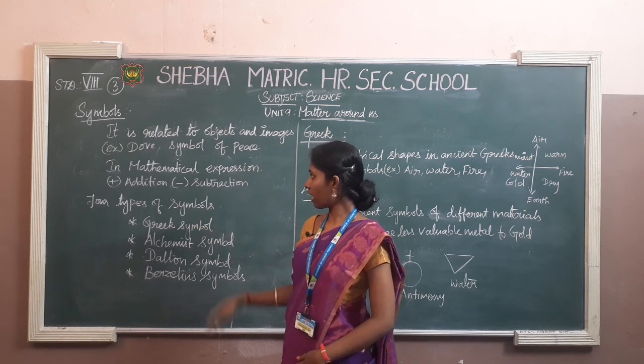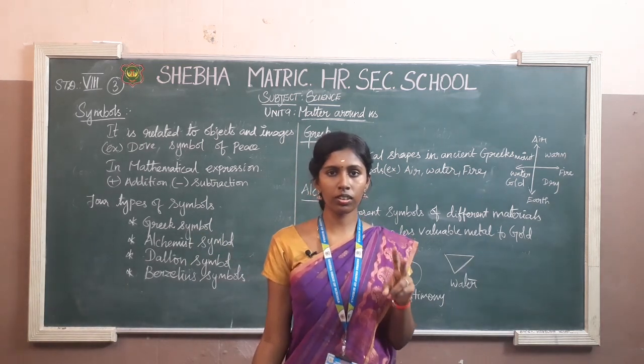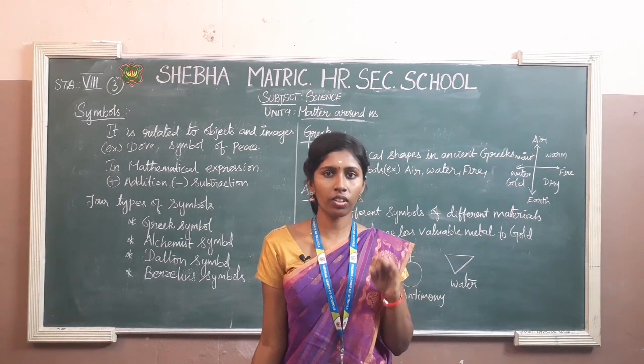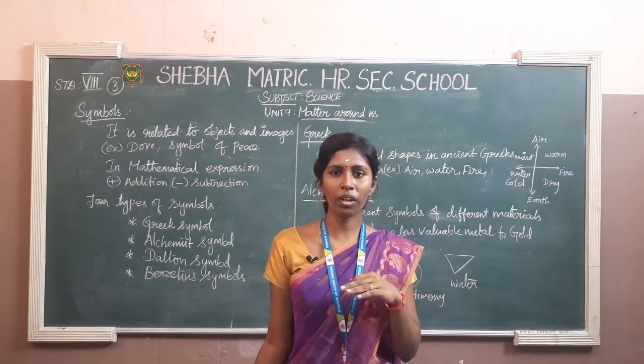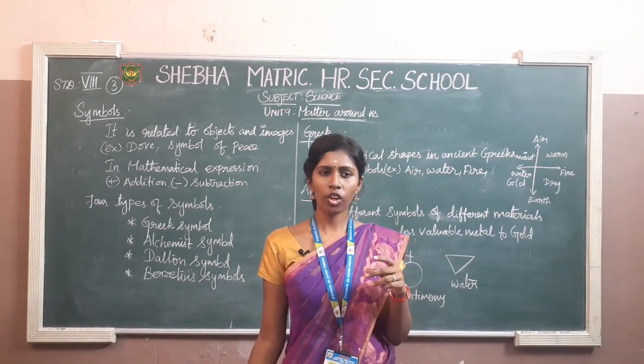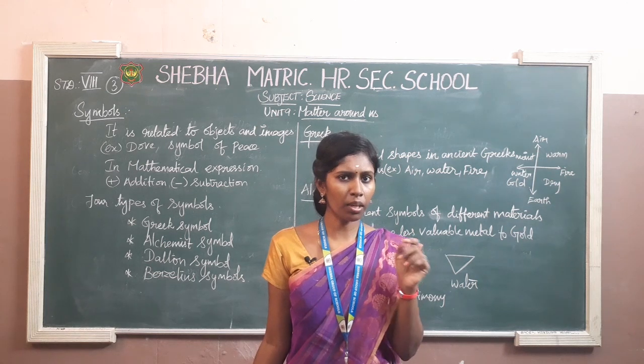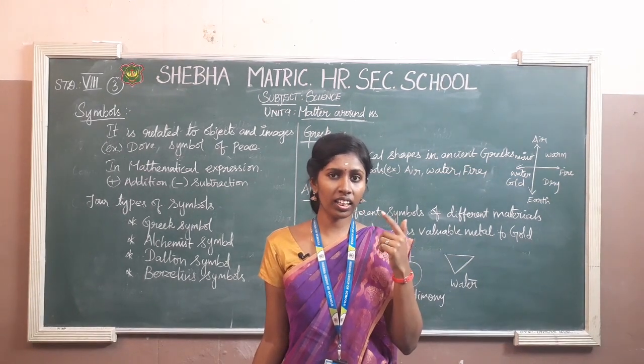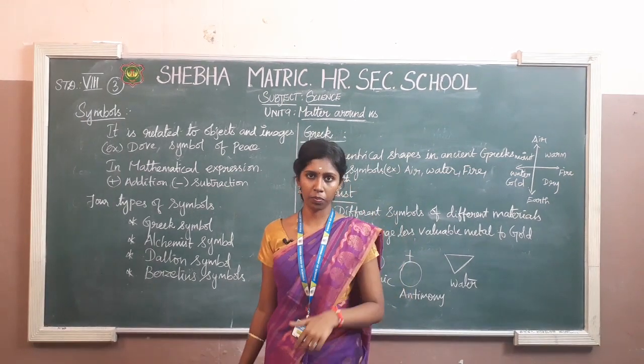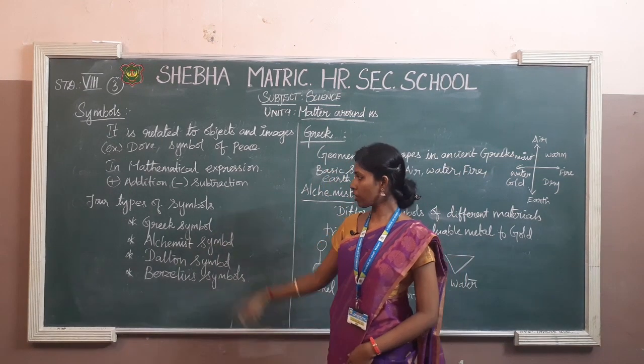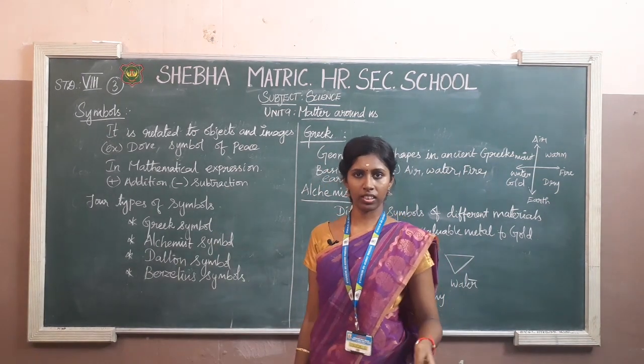In mathematical expression, we have two symbols. One is addition and another one is subtraction. It's also a symbol of mathematical expression. So we write addition or subtraction, and first we think in our mind, it's a mathematical expression. There are four types of symbols for our elements.